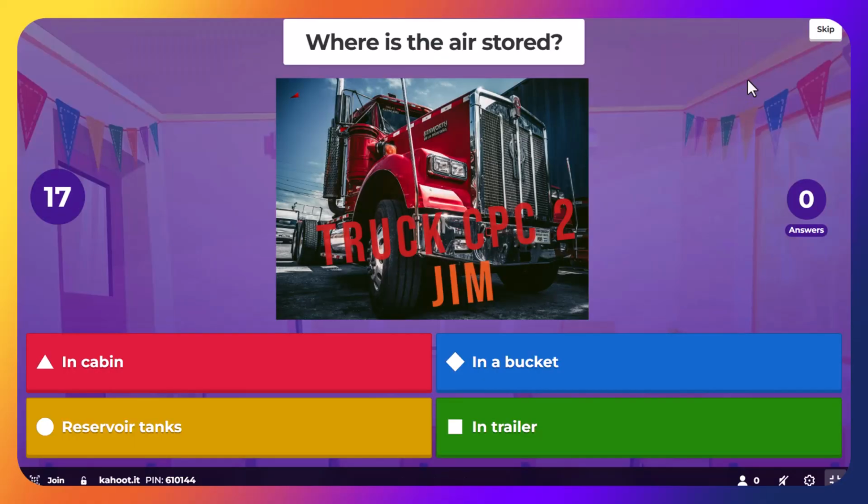Where's the air stored? In a reservoir tank. A reservoir tank.